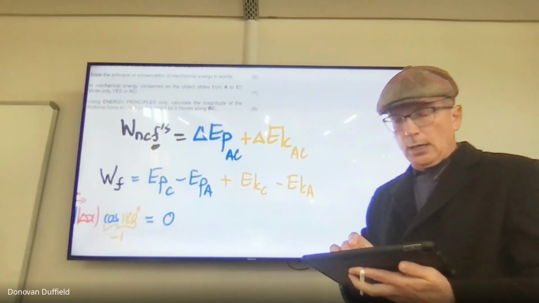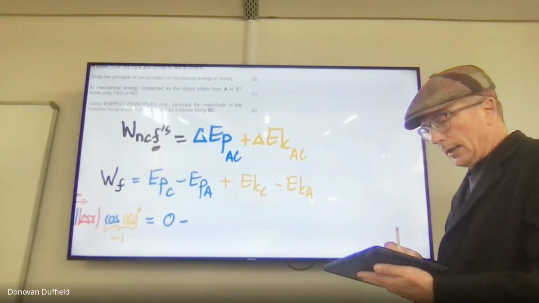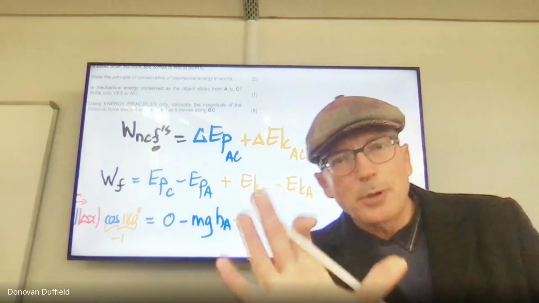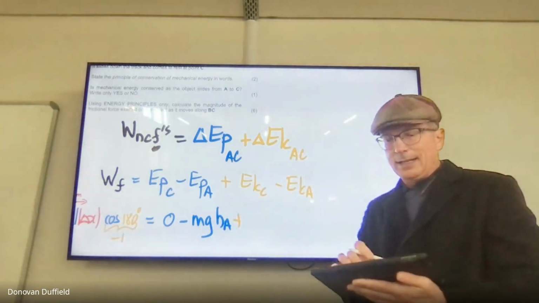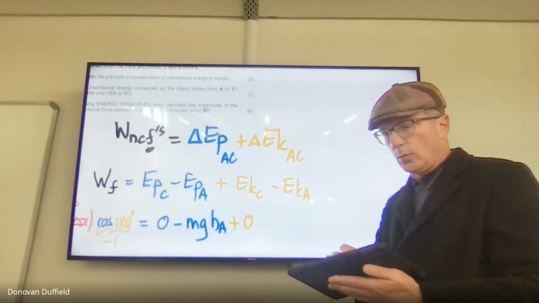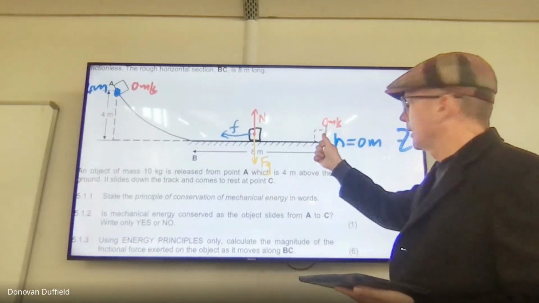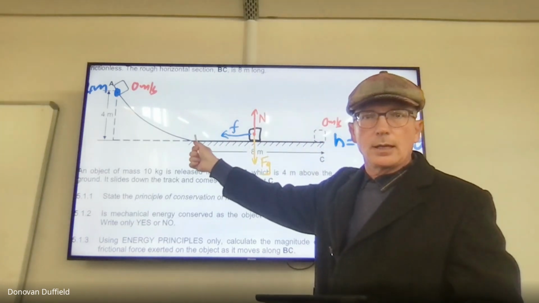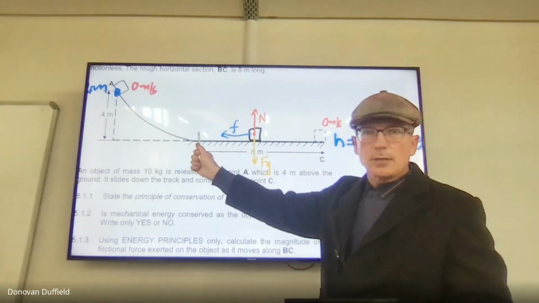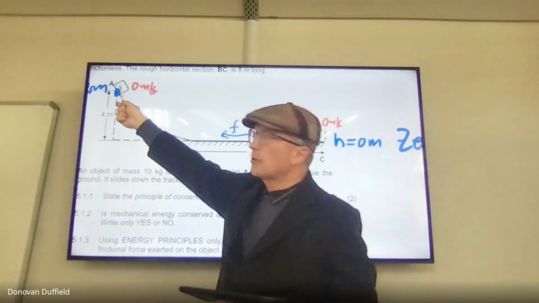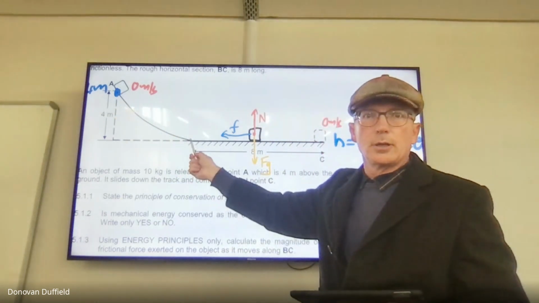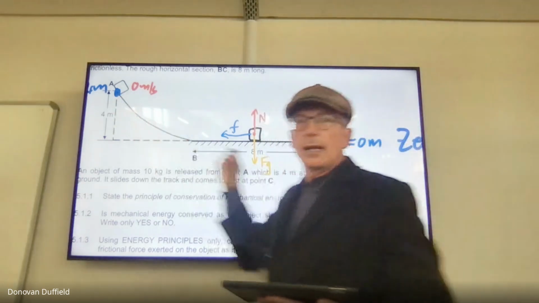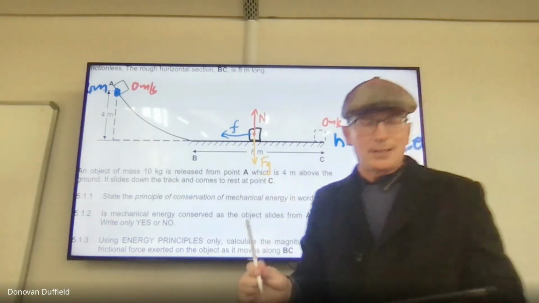Okay, so let's do that. So potential energy at C is 0 minus mass times gravity times the height at A. And this is what I love, is the kinetic energy at C is 0. Why? Because it stopped. Yes, there was a maximum velocity here. There was a maximum kinetic energy here because of gravitational potential energy being converted into kinetic energy. But because we're working between A and C, the equation takes that into account.